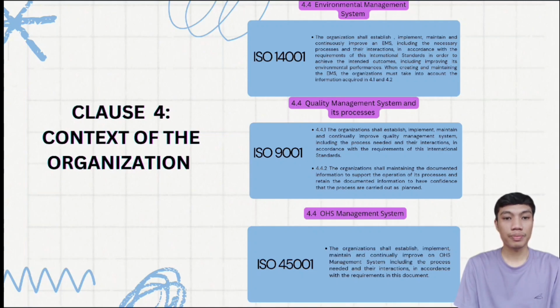4.4, OSH management system used for ISO 45001, in which the organization shall establish, implement, maintain and continually improve an OSH management system, including the processes needed and their interactions in accordance with the requirements in this document.